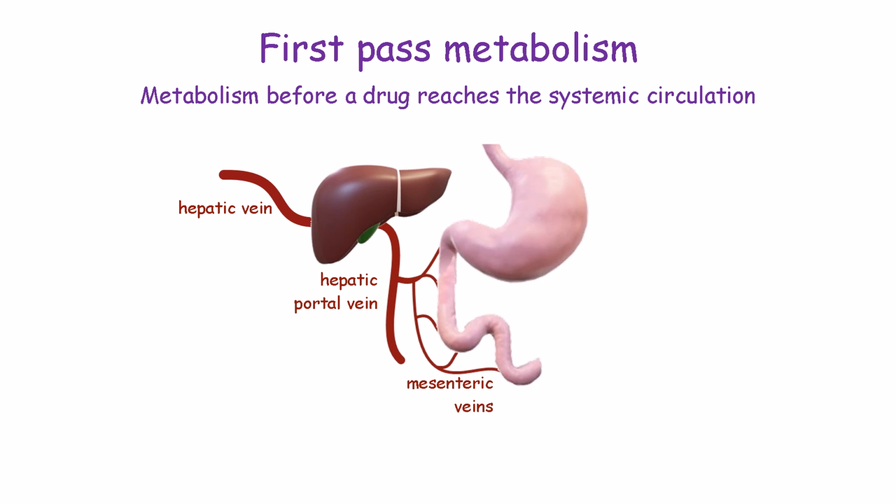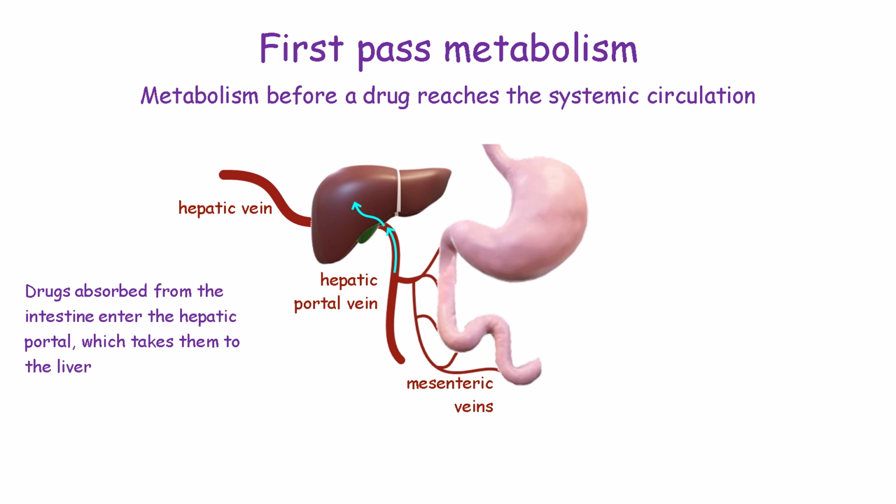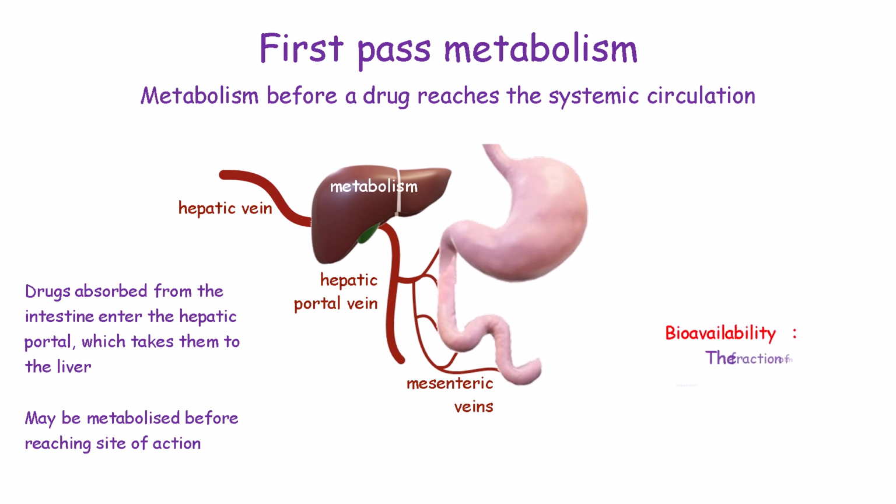There is a caveat to what I told you earlier about drugs being absorbed into the circulation from the intestine. Instead of entering the systemic circulation directly, drugs absorbed from the intestine enter the mesenteric veins, then travel via the hepatic portal vein to the liver. There, they may undergo metabolic transformation before even reaching their target sites. As a result, only a portion of the administered dose reaches the systemic circulation in its active form, a proportion referred to as the drug's bioavailability.